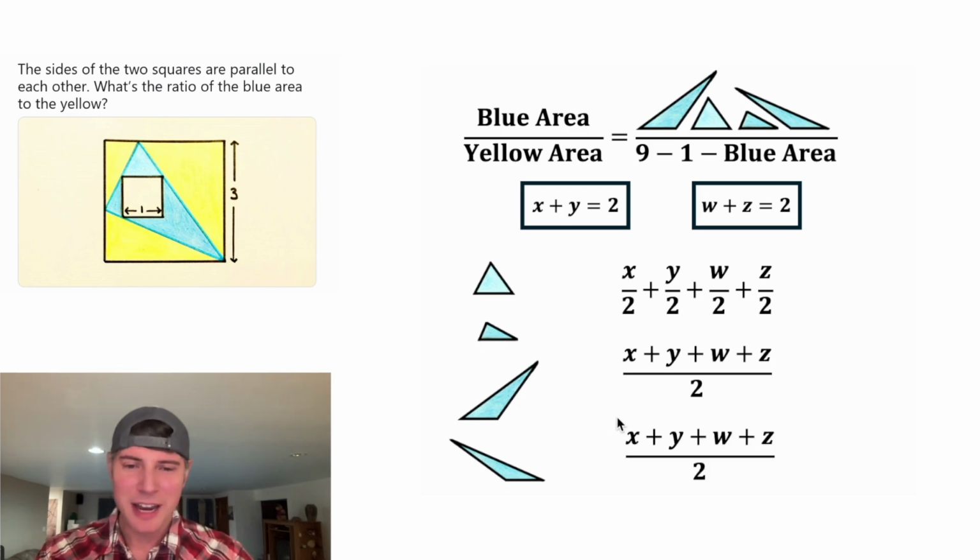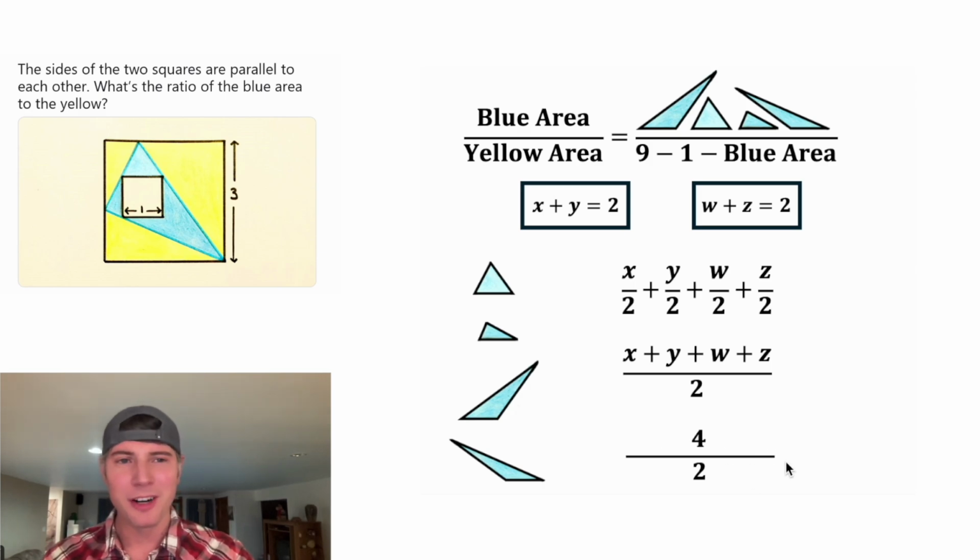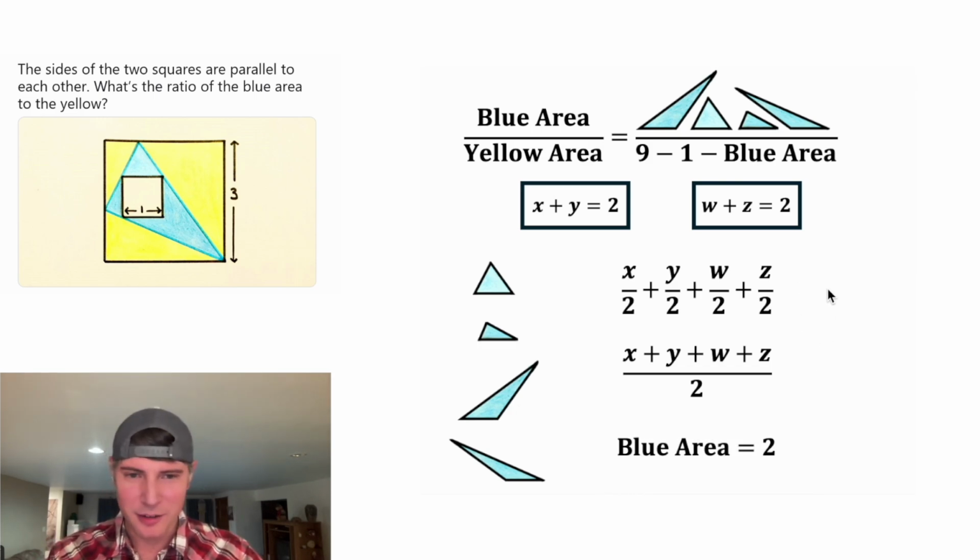And then let's copy it down, and this X plus Y is the same thing as this X plus Y, so let's change it to 2. And this W plus Z is the same thing as this W plus Z, so let's change that to 2. 2 plus 2 is equal to 4, and 4 divided by 2 is equal to 2. Now we have our blue area, and I don't think we need this stuff anymore.